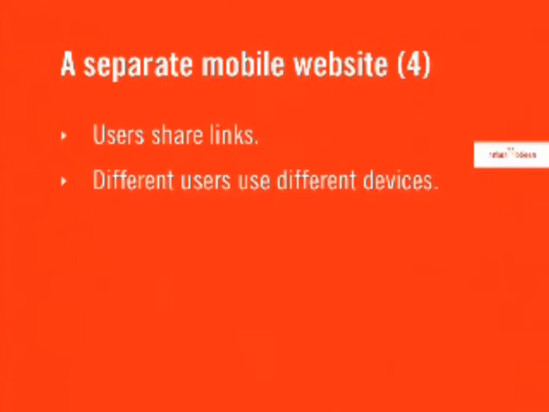Another issue, users share links. And different users use different devices. So when a user on a smartphone shares a link and somebody on a desktop computer opens that, will he open it then in the mobile website or in the full website? So you have to build in some kind of detection system. Most of the times it doesn't work so good. So you get redirected to the home page and you have to search all the information again, which is really a shame because a lot of users just close the website and don't continue.